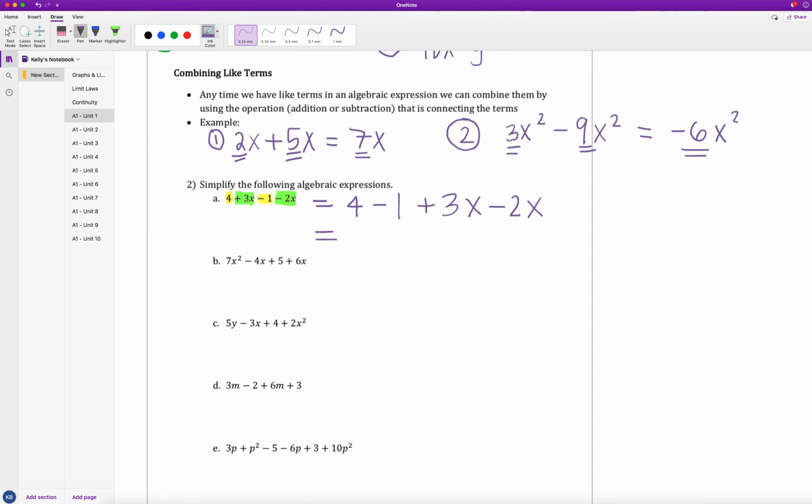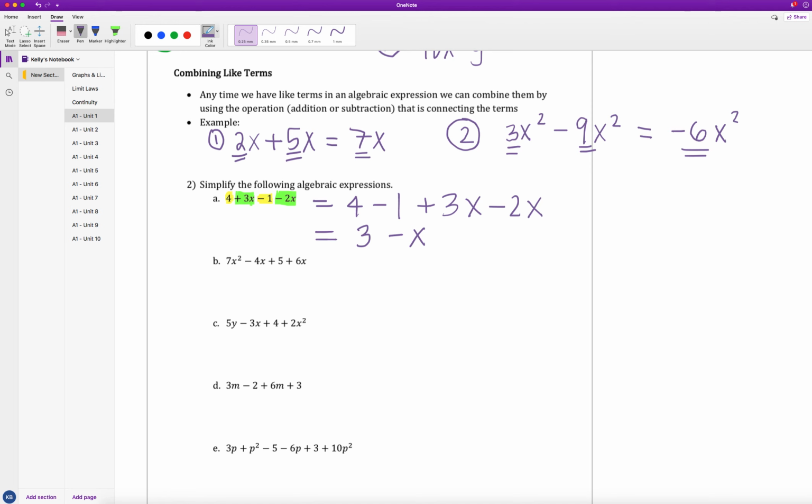Now that I have my like terms next to each other, I'm going to go ahead and combine them. So 4 minus 1 will be positive 3, and then 3x minus 2x. Remember, I'm going to subtract my coefficients, so I'll have negative 1x, or just negative x in that case. Now from here, although my answer is not one final number, that's okay.